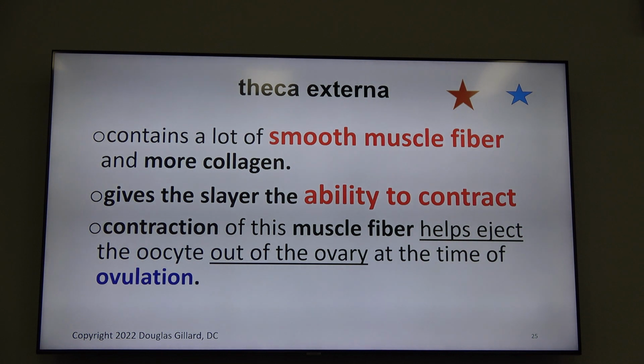The theca externa, so think the interna, lots of blood vessels. The externa has a lot of smooth muscle fiber that developed. And what does smooth muscle like to do? It likes to contract, right? The contraction of these smooth muscles will help shoot the primary oocyte, which is going to become the secondary oocyte, out during ovulation. So this is a very important layer. It gives the ability to contract, and the contraction of these muscle fibers helps eject the oocyte out of the ovary at the time of ovulation.